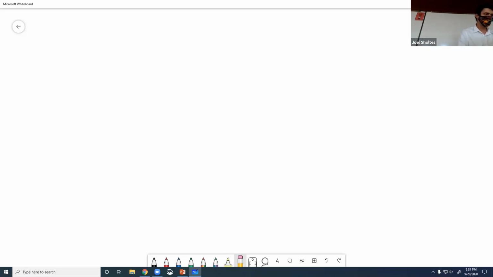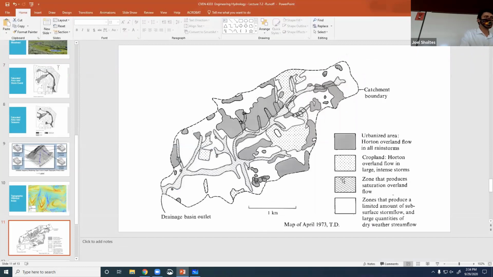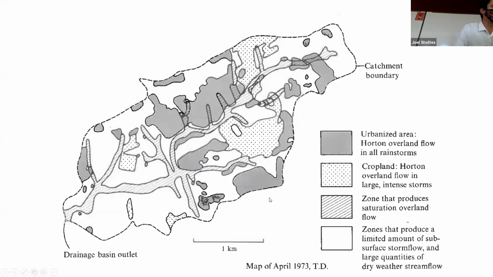So let's take a look at a figure real quick. So here's a watershed. Here's the scale down here. And you can see the drainage way. It's these hatched marks. The gray area is areas that they've identified where Horton overland flow occurs. And this is where infiltration excess overland flow is likely to occur.